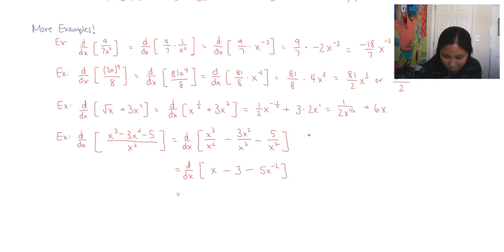Okay, now finding the derivative of each thing. Derivative of x is just bring out the exponent and then drop the exponent, which gives 1. 3 is just a constant, so the derivative would be 0. And then minus 5 times the derivative of x to the negative 2, so bring the exponent in front, drop the exponent by 1. So finally we have plus 10x to the negative 3, so this would be 1 plus 10 over x cubed.